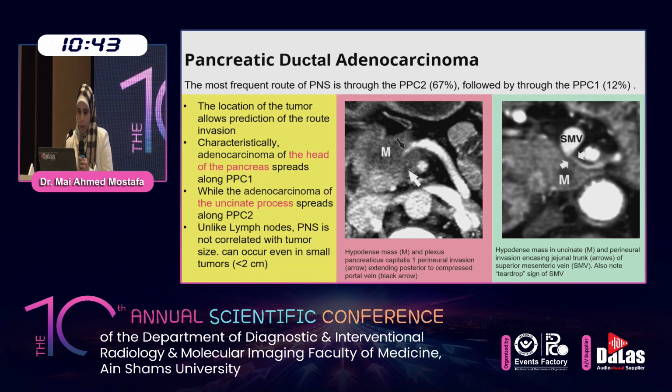Some facts about perineural spread with pancreatic adenocarcinoma. The most frequent pathway is the plexus pancreaticus capitalis pathway 2, followed by pathway 1. The tumor location allows prediction of the route of invasion. Characteristically, tumors within the head of the pancreas spread through pathway 1, and tumors within the uncinate process spread along pathway 2. Unlike lymph node spread, perineural spread is not correlated with tumor size and can occur even in small tumors less than 2 centimeters.